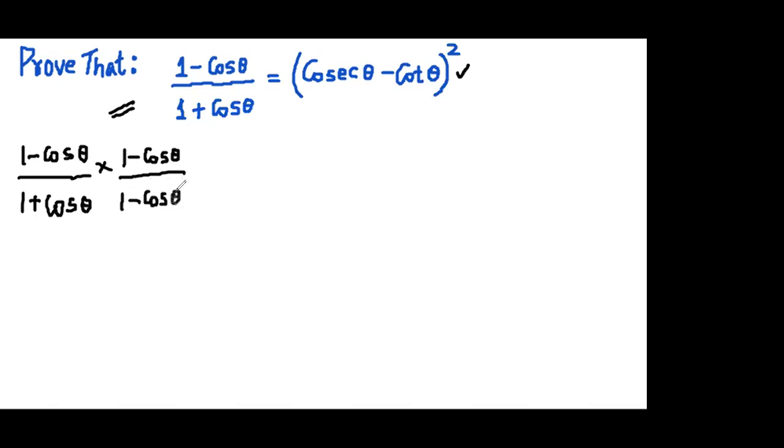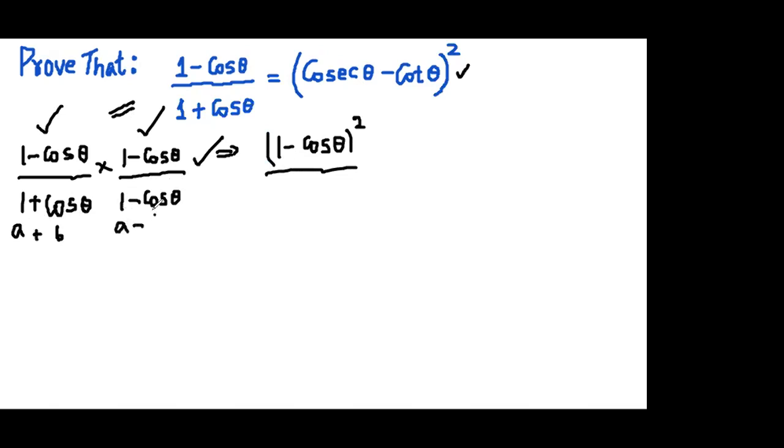So you can see that in the numerator, now it has become 1 minus cos theta one time, 1 minus cos theta second time. So you can write (1 minus cos theta) whole square. In the denominator, it's a plus b. Suppose 1 is a and cos theta is b. So it's a plus b and a minus b. And we know that a plus b into a minus b is equal to a square minus b square. So just put it in this form.